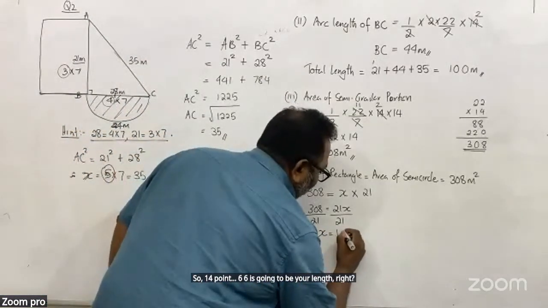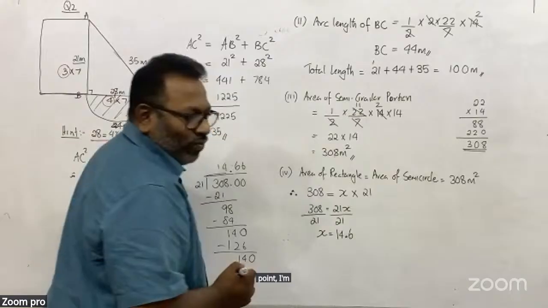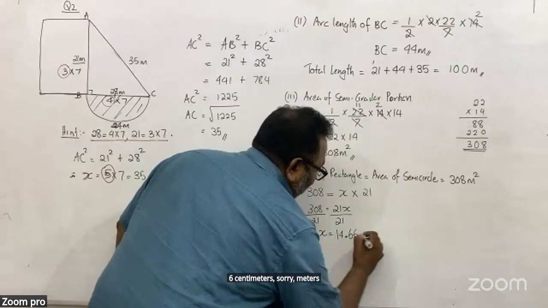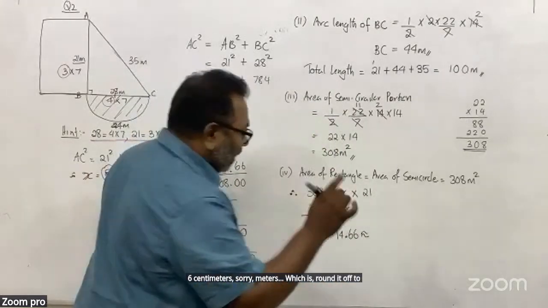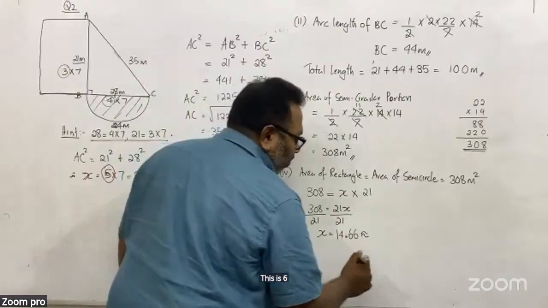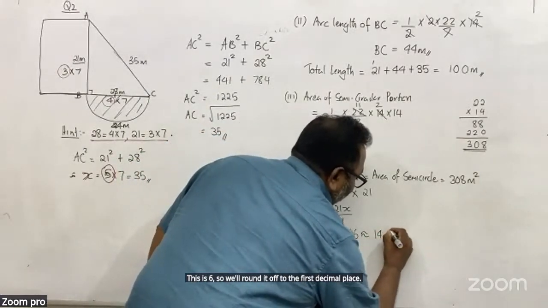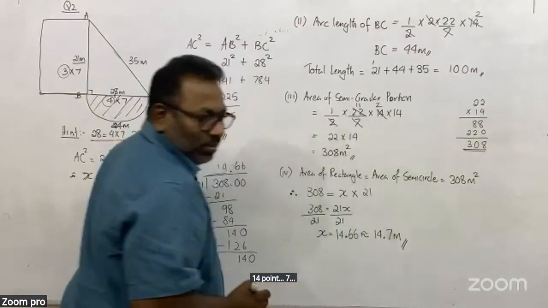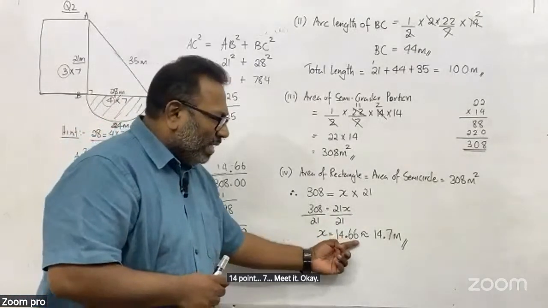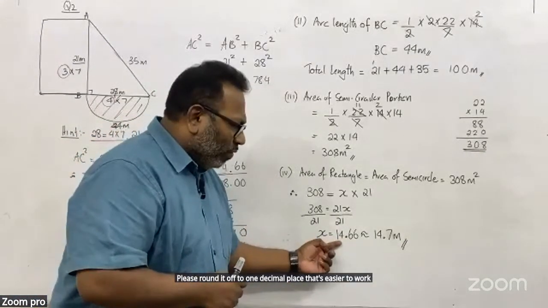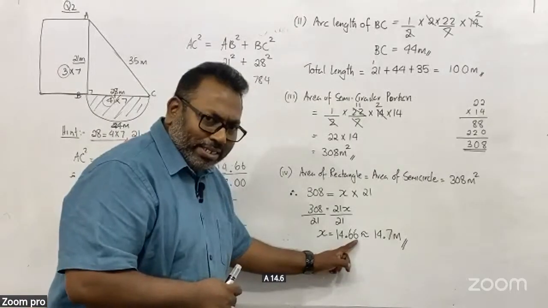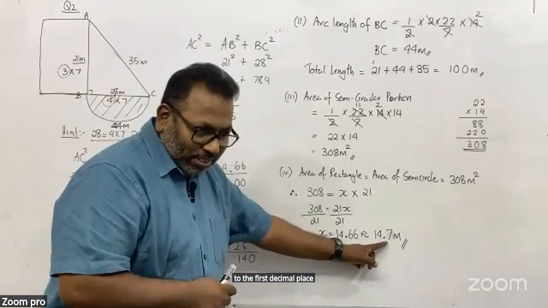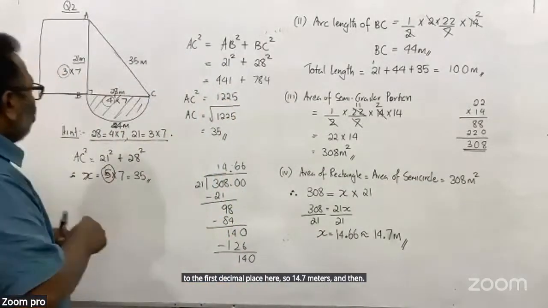So 14.66 meters, which we round off to the first decimal place. Please round it off to one decimal place, that's easier to work with. So 14.66, the 6 is greater than 5, so you add 1 to the first decimal place. So 14.7 meters. And then show that in the diagram.